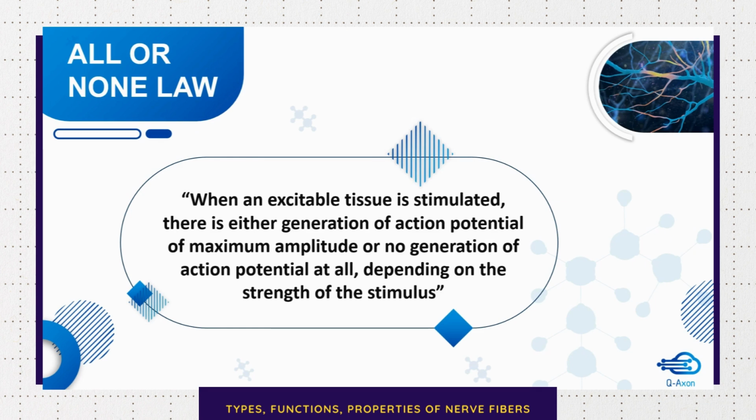Now we talk about the second property of a nerve fiber, which is the all or none law. So when an excitable tissue is stimulated, there is either generation of action potential of maximum amplitude or no generation of action potential at all, depending on the strength of the stimulus. This is the all or none law.